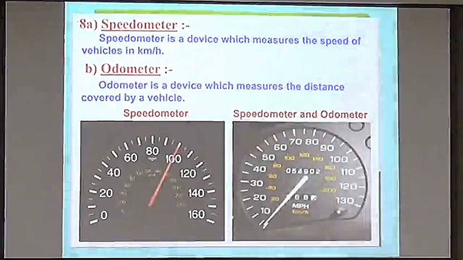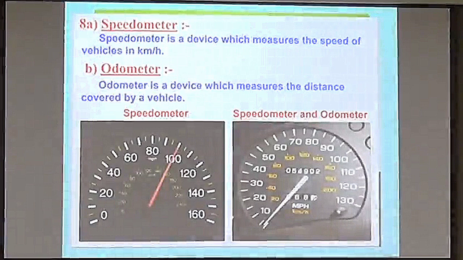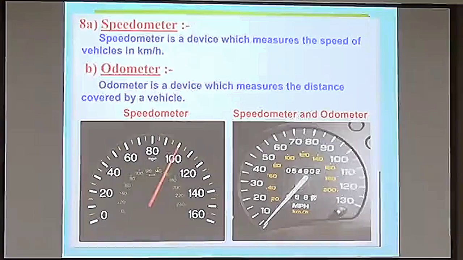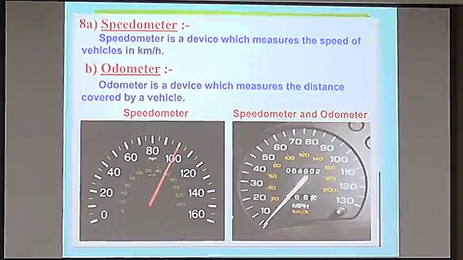Now, how to measure the speed of any vehicle? In the vehicle, there is a device which is fitted, and that device is called a speedometer. So what is a speedometer? Speedometer is a device which is used to measure the speed of the vehicle. And in which unit? In kilometer per hour.